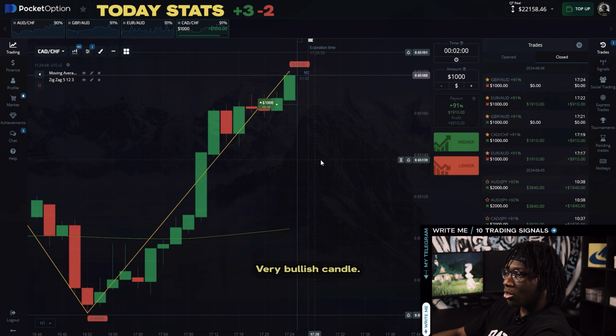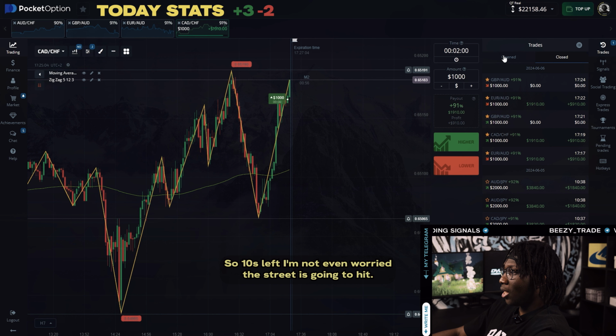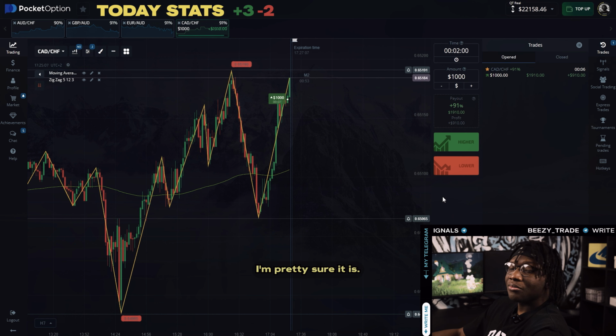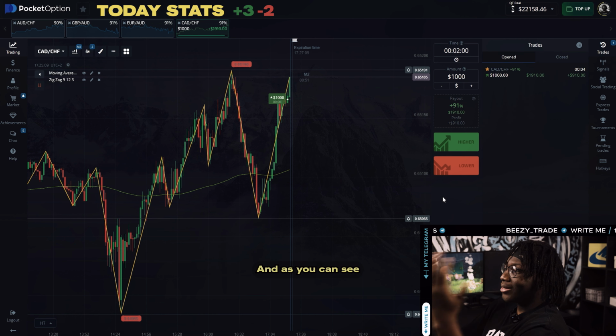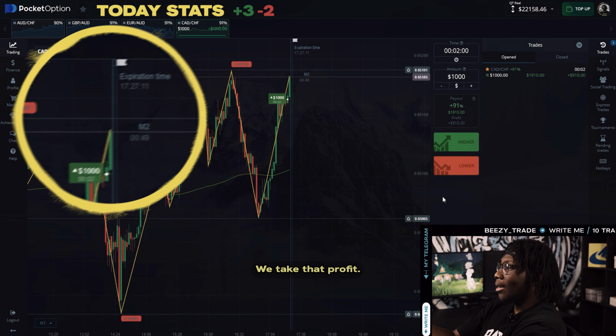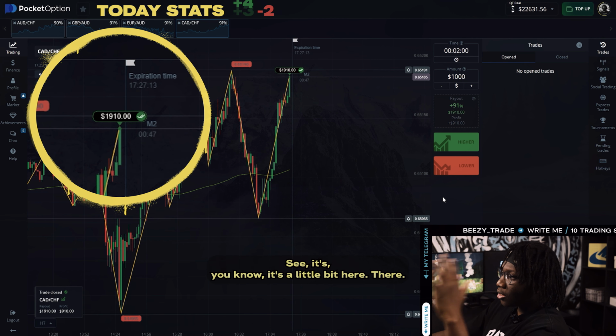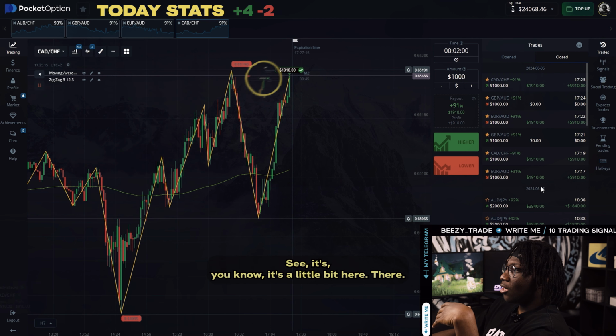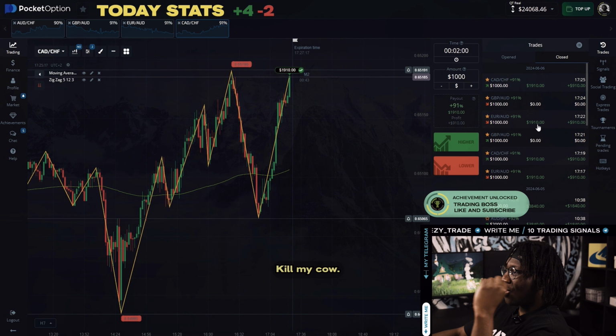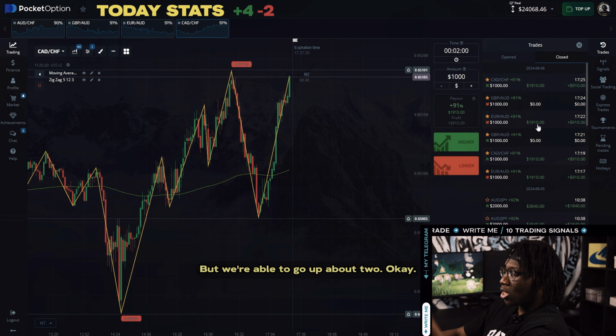Very bullish candle. We're not expecting anything to go wrong here. So with 10 seconds left, I'm not even worried if this trade is gonna hit. I'm pretty sure it is. And as you can see, that's it right there. We take that profit, and you can see it's a little bit here and there. We started with about 22K on that account, but we're able to go up about 2K.